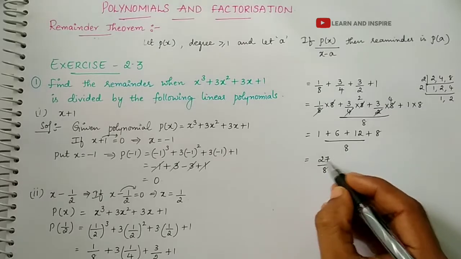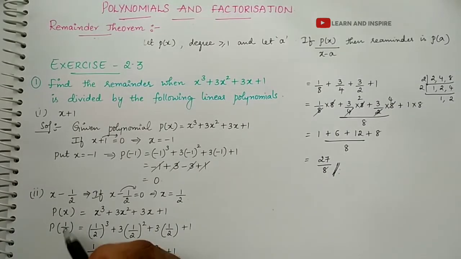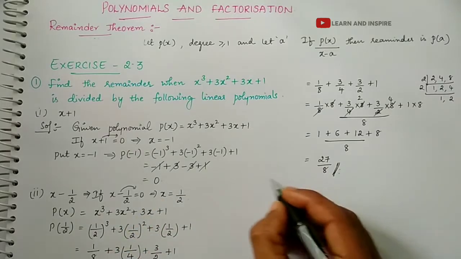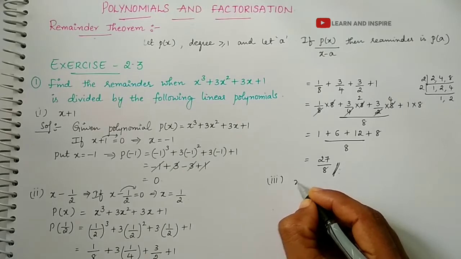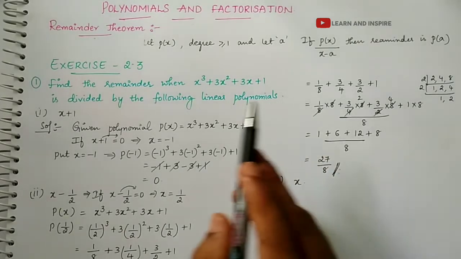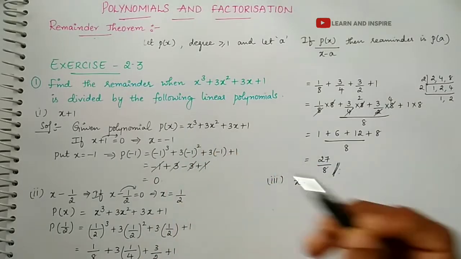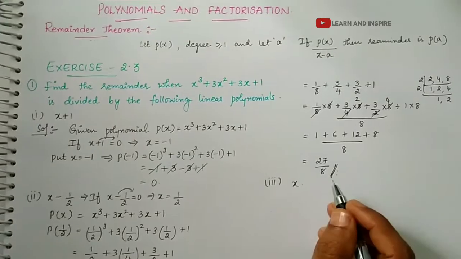So what is the remainder? 27 by 8 is the remainder when we substitute x is equals to 1 by 2. Understood? Now we'll see the third one. x is given, that means we have to substitute the x value in the given polynomial. Okay, so we'll see what we get.